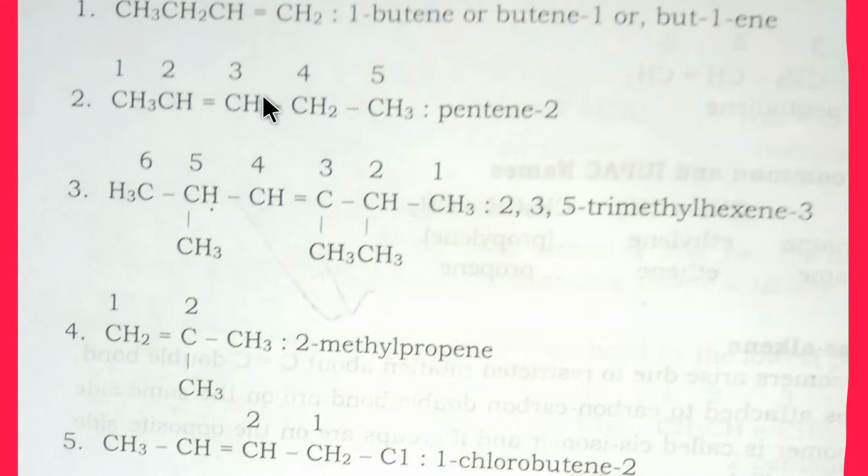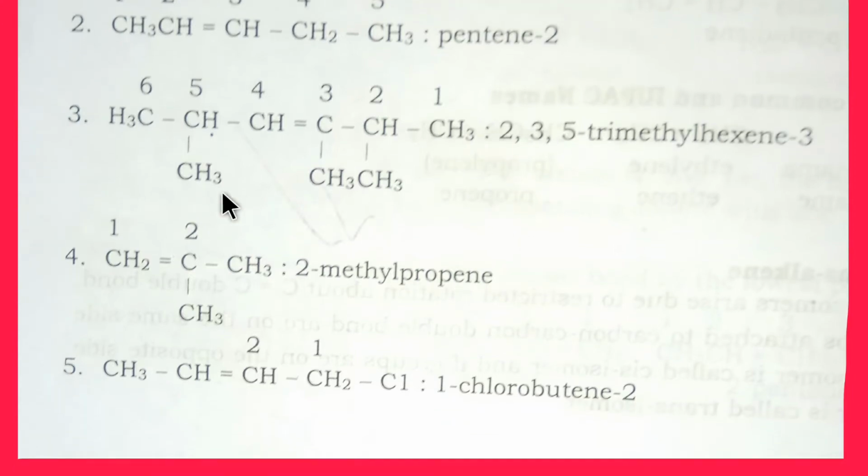What will be the name of this compound? 1, 2, 3, 4, 5. If you number from this way, then the position of the double bond will be at carbon 3. That is not acceptable because it will be higher. And if you number from left to right, then you are getting the position of the double bond at carbon 2. So this is acceptable. This is pentane, and from pentane we are getting pentene, with the position of the double bond at carbon 2. So pentene-2.